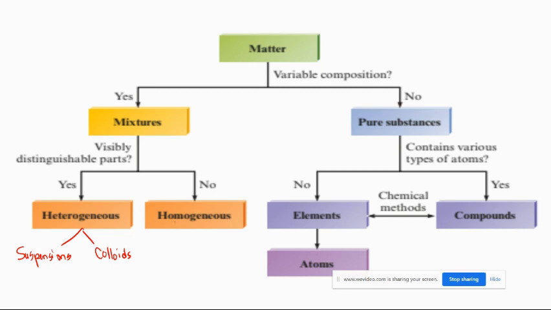Homogeneous is also known as a solution. It has two components. What are the components of a solution? Solute and solvent. Good. The solute is what's mixed into the solvent.